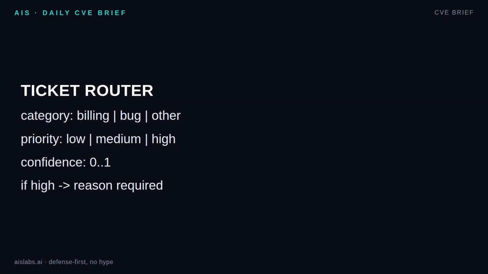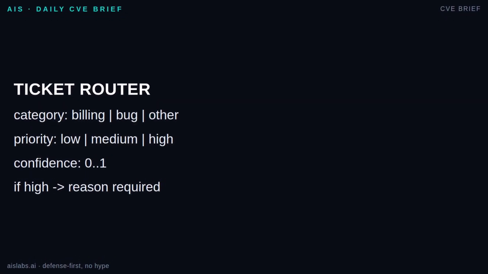Imagine a ticket router. The model reads a support message and returns category, priority, confidence, and an optional reason. Your schema says category must be billing, bug, or other. Priority must be low, medium, or high. Confidence must be a number from 0 to 1. Cross-field rule: if priority is high, reason is required, because a human will see that reason in the queue. If the model returns category refunds, reject it. If confidence is 92 instead of 0.92, reject it. If priority is high with no reason, reject it. Then log those failures. They tell you exactly where the prompt is unclear.